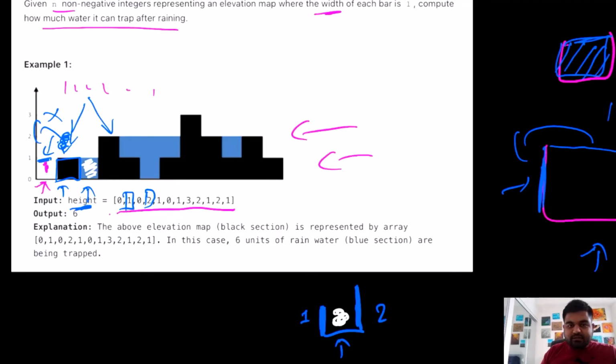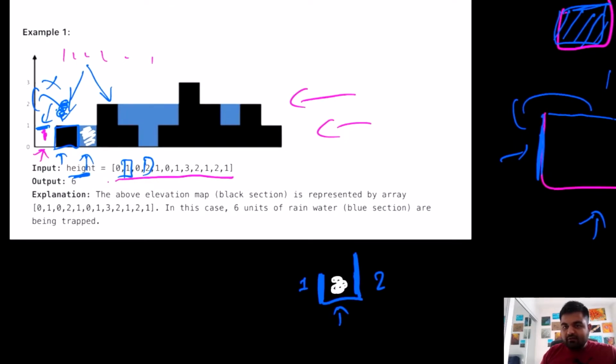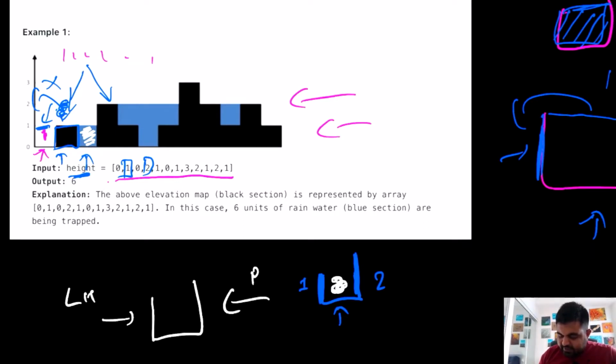Now the question comes: why can we only store 1 unit of water? Why can we not store more than 1 unit of water? The formula is actually quite simple. At this particular position, on the left side there exists some height, and on the right side there exists some height. Suppose this one is left height, this one is right height.